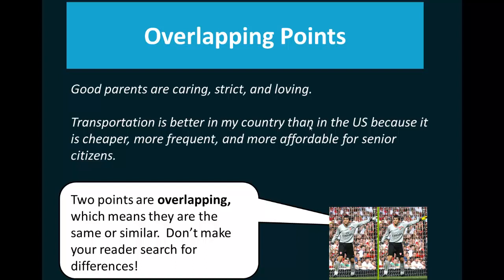Let's look at the second thesis statement. Transportation is better in my country than in the US because it is cheaper, more frequent, and more affordable for senior citizens. What's the problem in this thesis statement? The problem is that the point of being cheaper and the point of being more affordable are overlapping. They both have to do with the cost. Now, some people who are looking for differences will say, oh, the third point is about senior citizens. However, that would just mean it could be used as support under the cheaper point. Okay, so we would need to think of a different point for the third point of this essay, so that our points don't overlap.